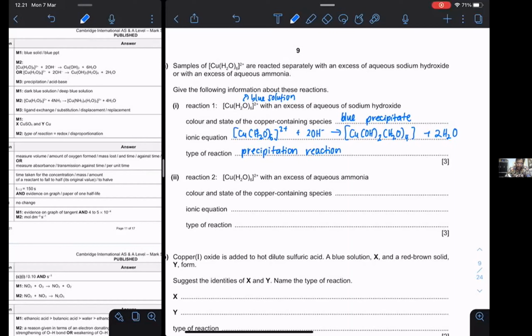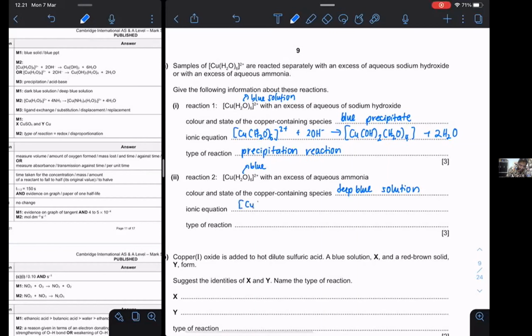Now, the next question is reaction 2. You have the same thing, a blue solution, and you are going to react with excess aqueous ammonia. If you use excess aqueous ammonia, you are going to get a dark blue solution, or deep blue solution. So the color is going to be deep blue, and the state is going to be solution, not precipitate.